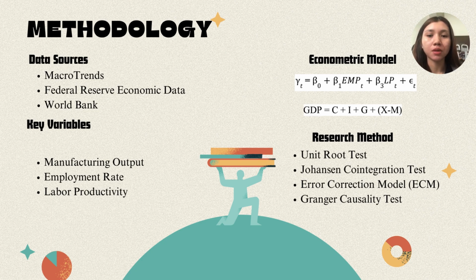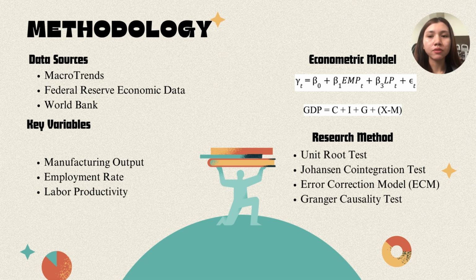Next one is key variables. Our dependent variable is manufacturing output, the total inflation-adjusted value of goods produced in Japan's manufacturing sector, reflecting the sector's economic performance. Our first independent variable is employment rate, the proportion of employed individuals within the total manufacturing labor force, capturing labor market trends.